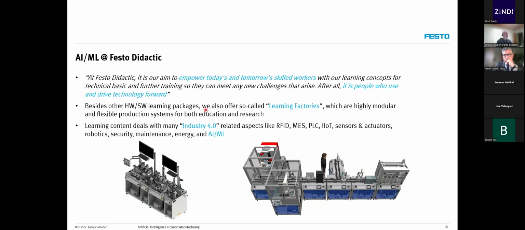Besides other products in our portfolio, we also offer what we call the learning factories, a smaller one and a larger one, where I typically am working. The idea is to have on a small scale a production line having all the different topics which you might also see in industry, like a car manufacturer. So our learning content also deals with Industry 4.0 aspects like RFID sensors and writers, manufacturing execution systems, PLCs, of course, sensors, actuators, and all that stuff. But of course, also some kind of machine learning and AI. And that's what I want to tell you in the next minutes.